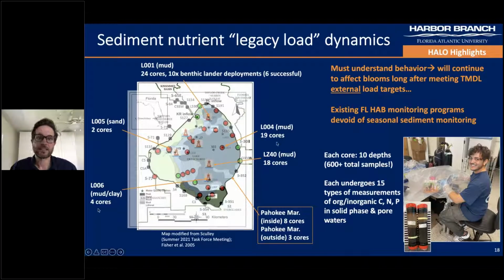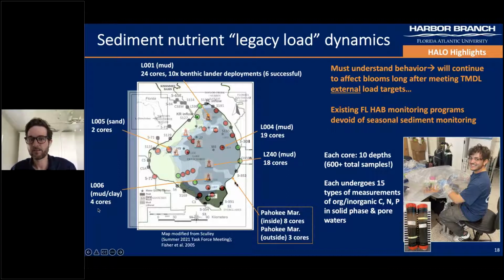As far as the sediment stuff, moving down, here's a map of the lake. You can see the mud area here and then a little bit up here. You can see the sites where we sampled cores. I'm going to show data primarily from our main site, L1, and then L4 and LZ40 were our other two primary sites that we collected a lot of cores from.